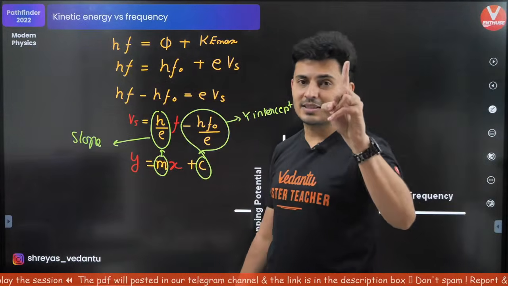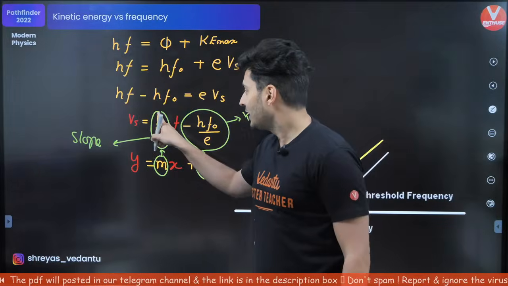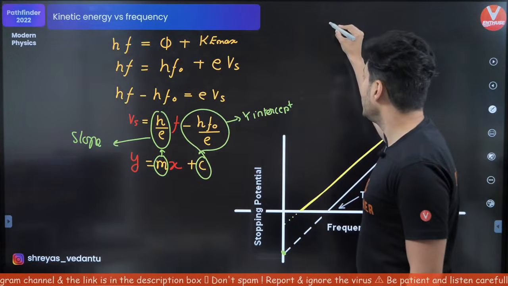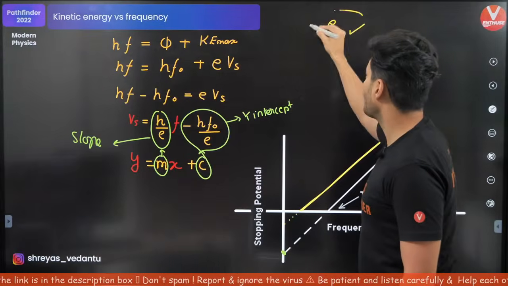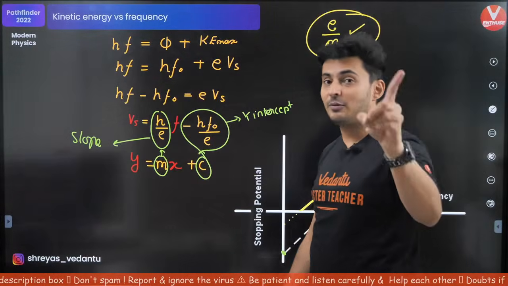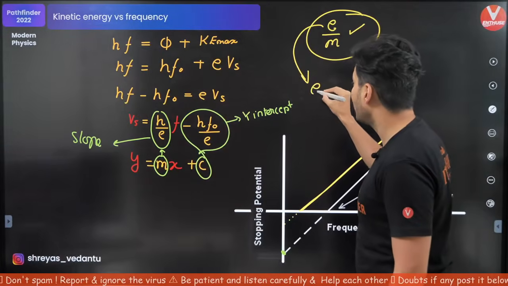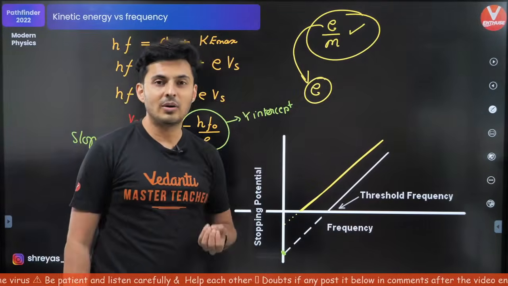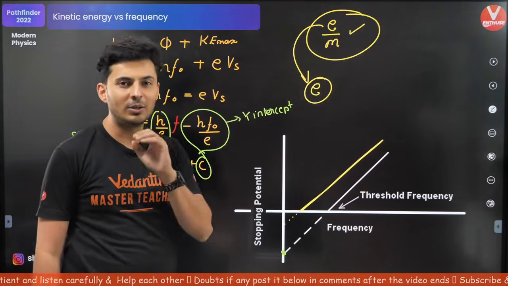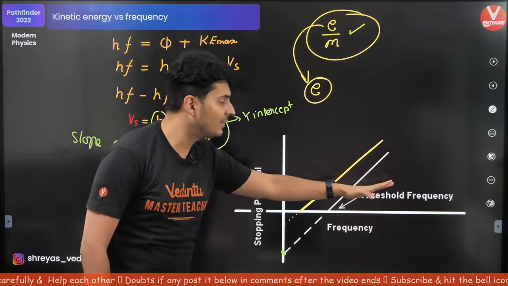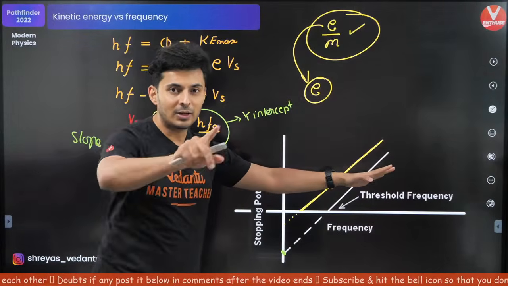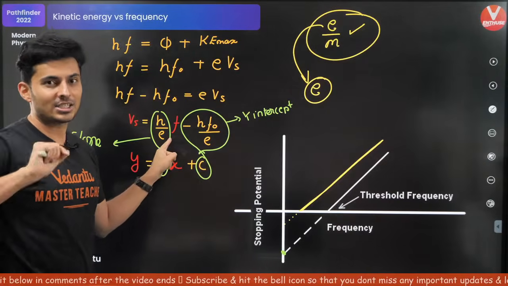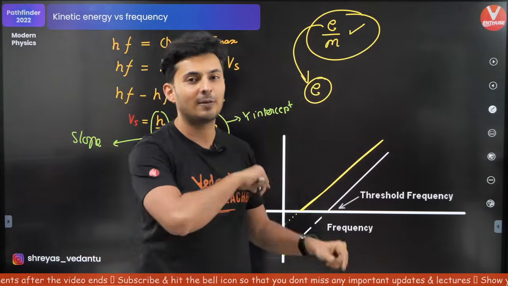So they understood, yes, this is something very fundamental and it is h by e. From Millikan's oil drop experiment, scientists had already found out the value of the electron charge, which was 1.6 into 10 to the power minus 19. From this graph they could find out the slope, and from the slope, since you know e, that's how you can find the value of h. So that's how the value of h was calculated.